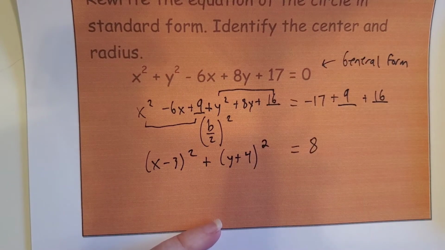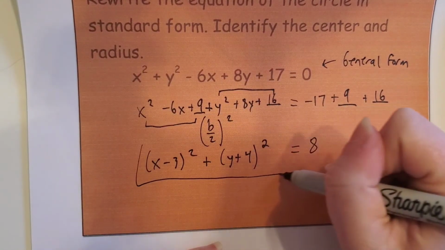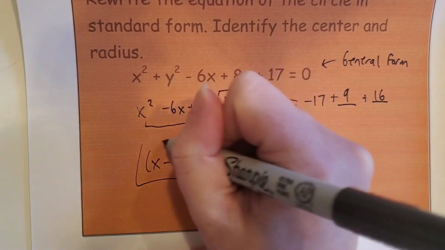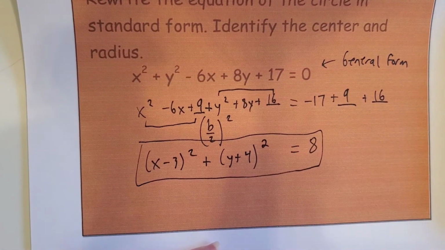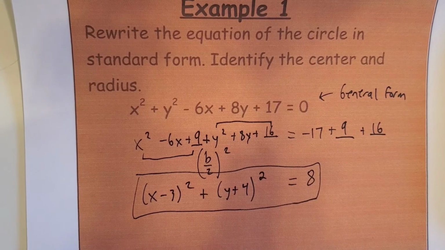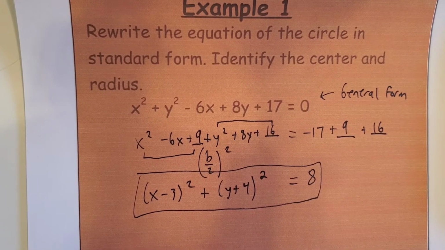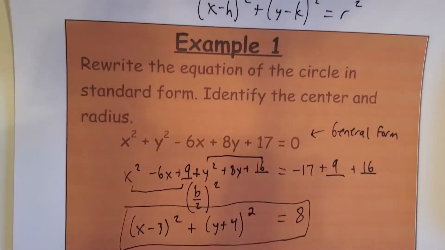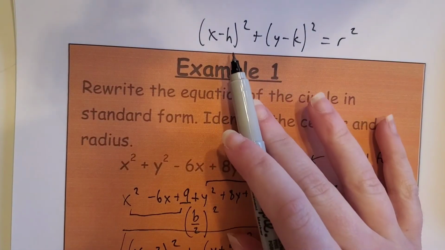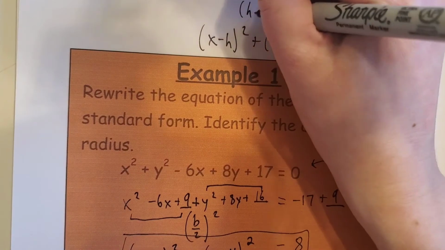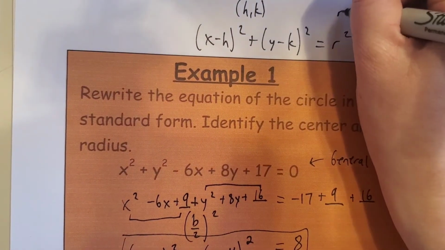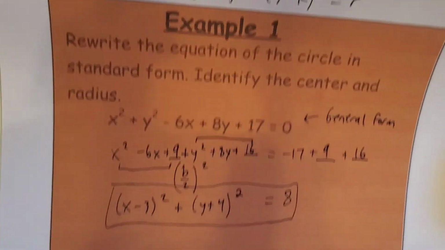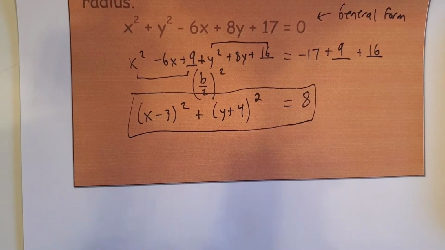Little trick for you. And that's standard form of the equation of a circle, which is part of what we were asked for. All right? So that's part 1. Identify the center and the radius. Well, if this is standard form of a circle, where h comma k is your center and r is your radius, we can figure out all of that from the actual equation itself.